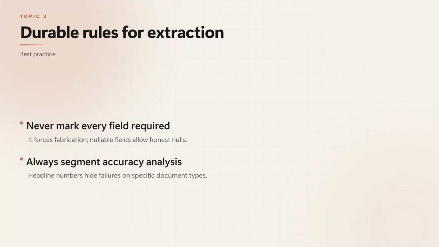The second rule is to analyze accuracy by segment. A 95% headline accuracy means nothing if one document type is at 60%. That segment is where your pipeline fails in production.